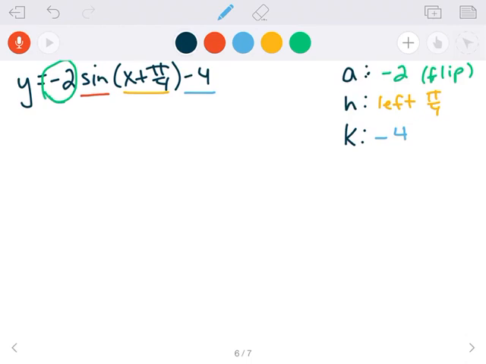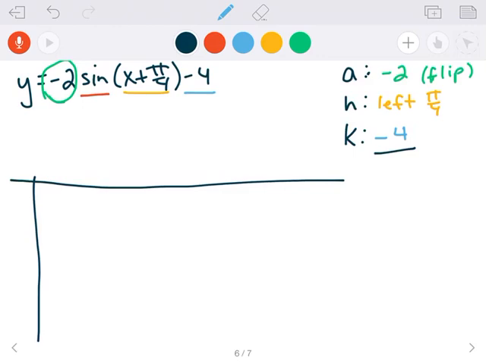So continuing to follow the steps, we use this k value first to determine our midline. If the middle of the graph is at -4 and it's only going up 2, it means the entire graph is going to happen under the x-axis. So -4 is going to be our midline. I'm going to mark that.